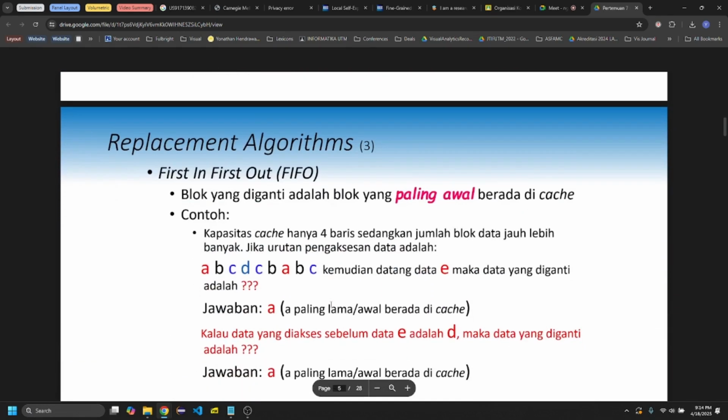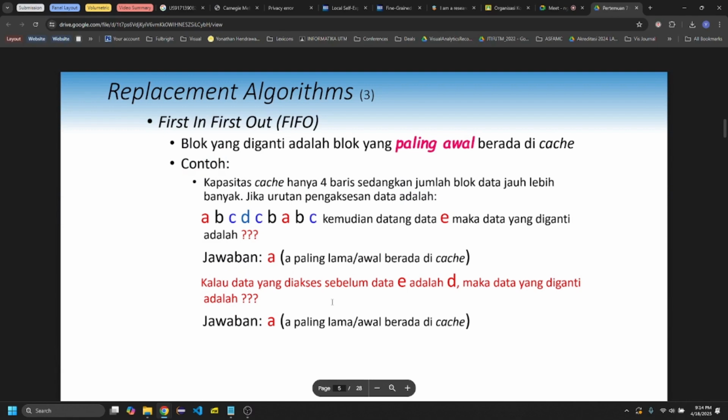Okay, next. Second algorithm, FIFO, first in, first out. The block being replaced is the block that has been in the cache the longest. So for example here, the cache capacity has only 4 lines, whereas the number of data blocks is many more.